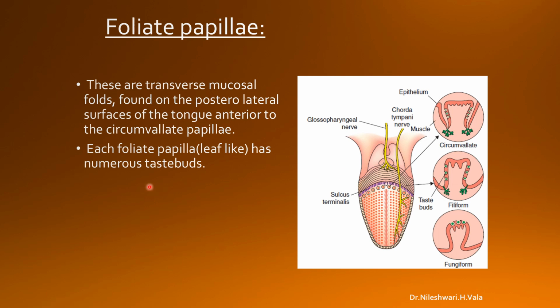Then last, foliate papillae. These are transverse mucosal folds found on the posterolateral surface of the tongue anterior to the circumvallate papillae. Each foliate papilla is a leaf-like structure that has numerous taste buds.